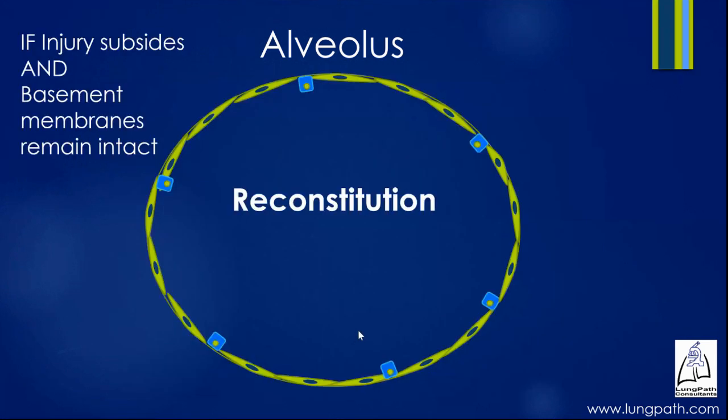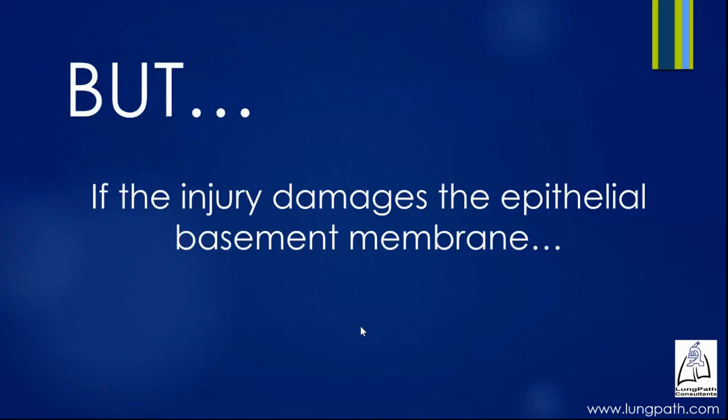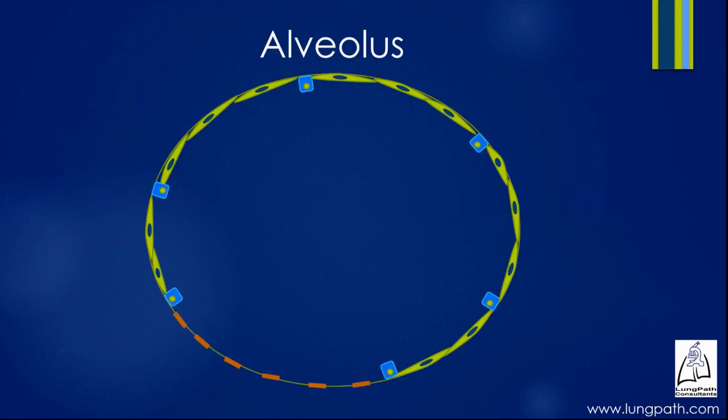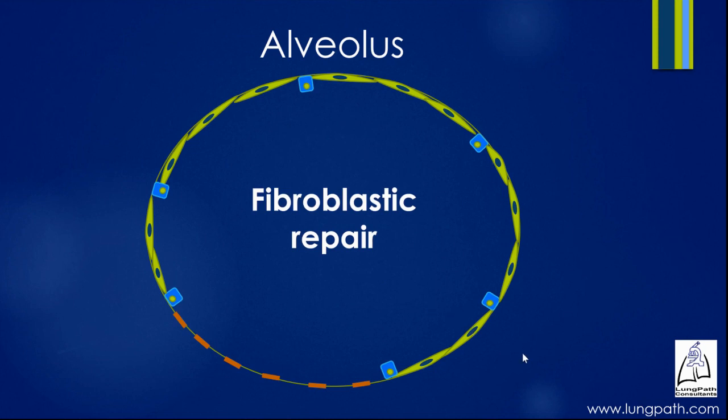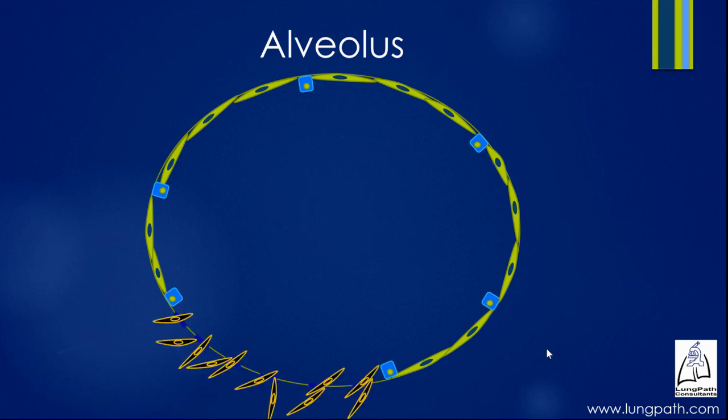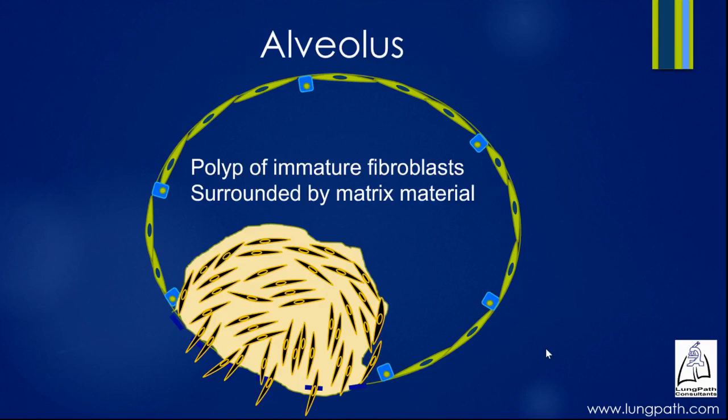So, if the injury is not too severe and subsides leaving the basement membranes of the alveolus intact, you can have full reconstitution. However, if the injury is severe enough to damage the epithelial basement membrane, we have an image here of the epithelial basement membrane now discontinuous as red patches, and this triggers a response from the interstitium. Fibroblastic repair is initiated, and we see fibroblasts growing and beginning to migrate through the damaged basement membrane to produce a myxoid polyp in the alveolar space.